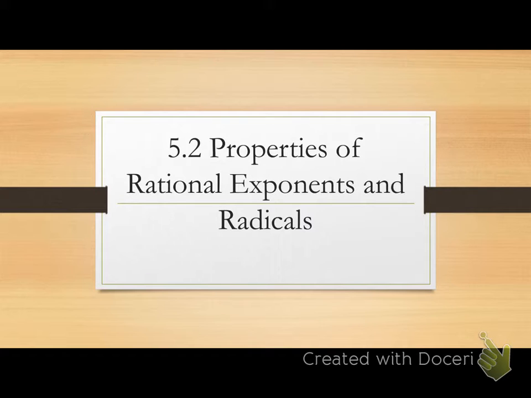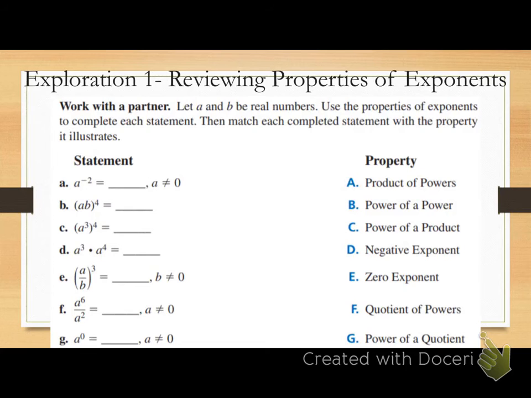Okay, we're jumping into section 2 of chapter 5, properties of rational exponents and radicals. So let's just jump right into it. Exploration 1, you're going to work with a partner or by yourself. It says let A and B be real numbers. Use the properties of exponents to complete each statement, then match each completed statement with the property it illustrates.